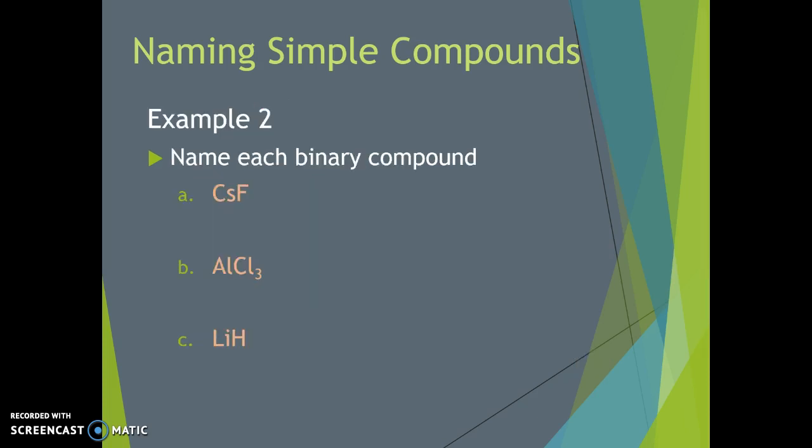So let's look at some examples of binary ionic compounds type 1. Letter A would be called cesium fluoride, letter B, aluminum chloride, and letter C, lithium hydride.